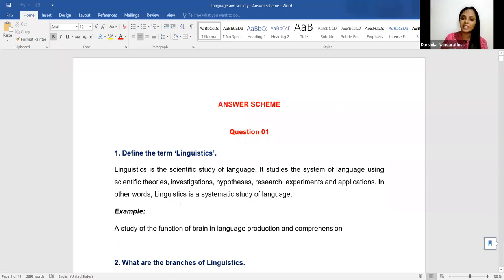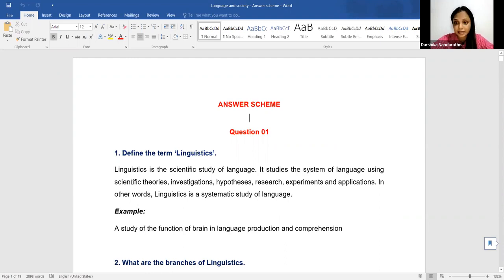Anyway, you will get only 2 marks for that. Okay. Then look, linguistics is the scientific study of language. It studies the system of language using scientific theories, investigations, hypotheses, research, experiments, and applications. In other words, linguistics is a systematic study of language.